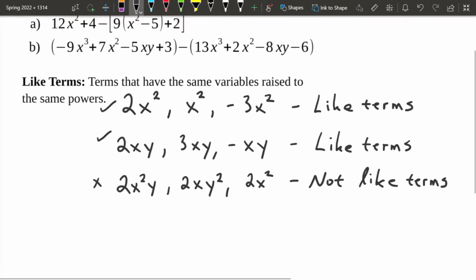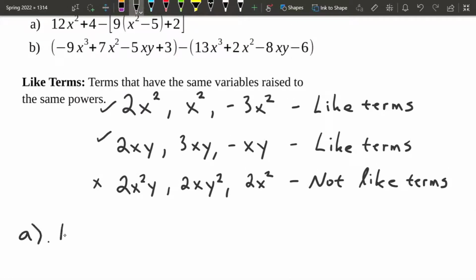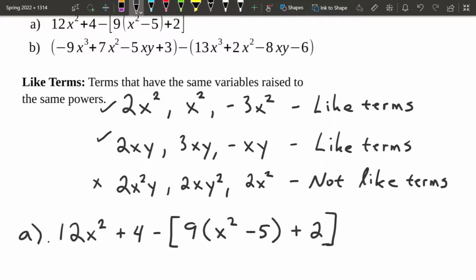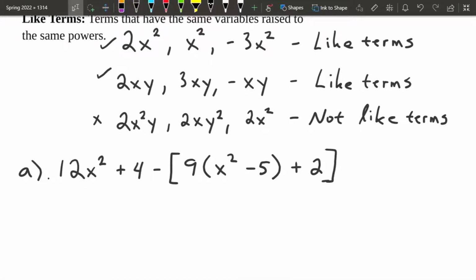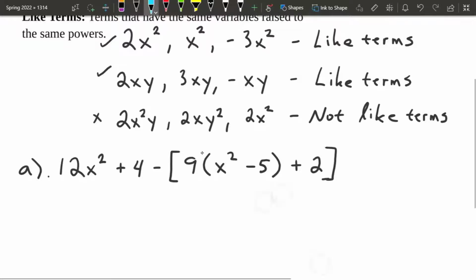So let's look at one example in particular here. Let's look at 12x squared plus 4 minus, then in brackets, 9 times the quantity x squared minus 5 plus 2. Okay, so first thing we need to do is to take care of what's inside the parentheses. And we're going to do the multiplication first before we do the addition. So the multiplication, the 9 is in front of the parentheses, which means we have to multiply that 9 inside the parentheses. Sometimes that's called distribute.